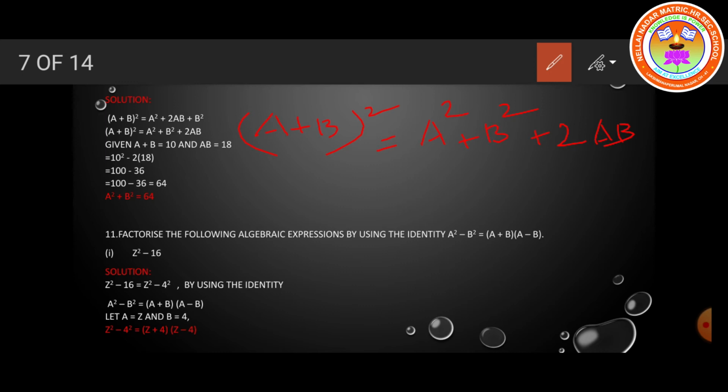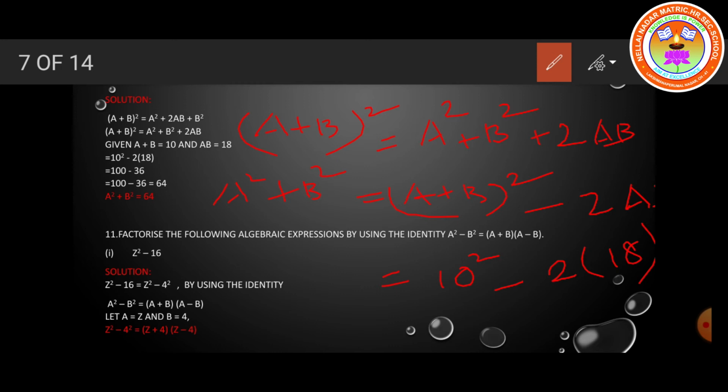How do you find a square plus b square? Here, a square plus b square is equal to (a plus b) the whole square minus 2ab. Here a plus b is equal to 10, so (a plus b) the whole square is 10 square minus 2ab. ab is equal to 18, so 2 into 18.